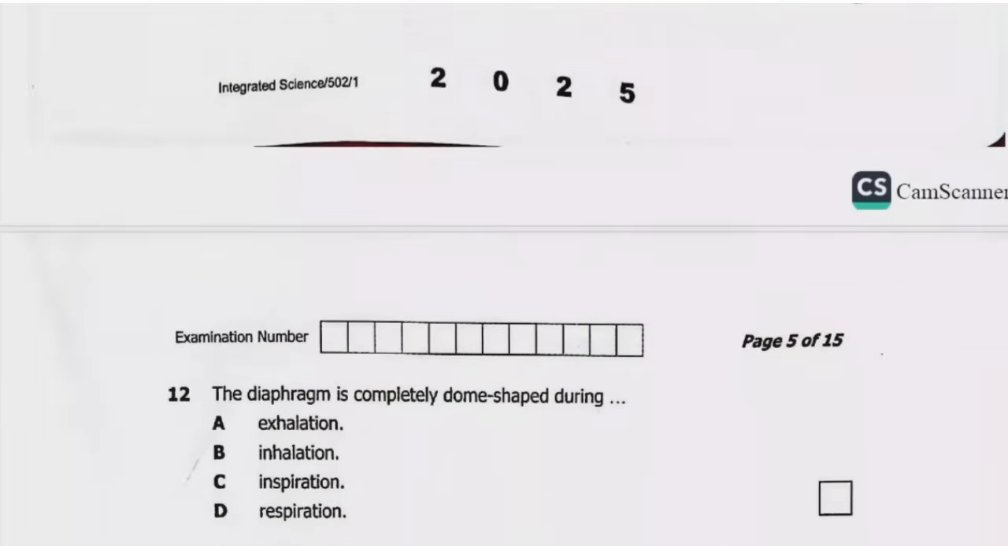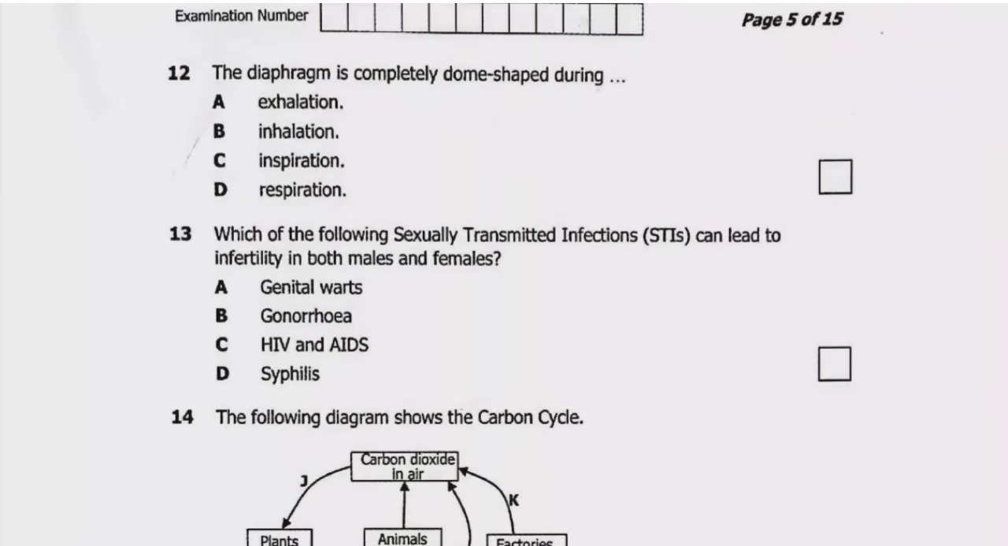Okay, let's go to question 12, which is: the diaphragm is completely dome-shaped during. So here is the shape, and these lines present where the ribs are. So the diaphragm is like this. What they mean by dome-shaped is it is like in that shape. So the diaphragm was curved upwards.